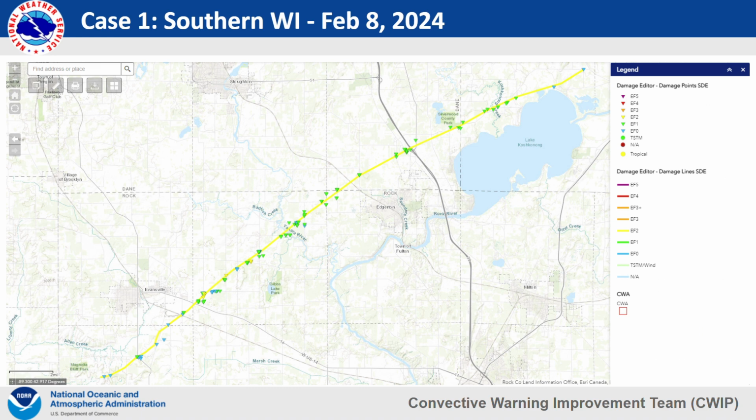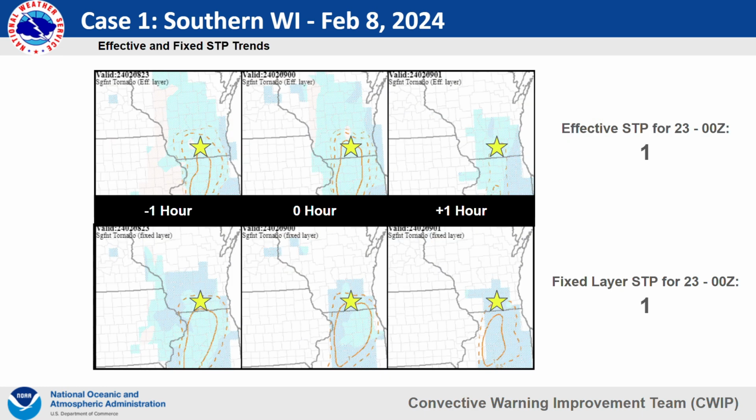The first example we'll go through is from southern Wisconsin on February 8th, 2024, the first February tornado recorded in Wisconsin. This was a longer tracked EF2 tornado with a good sampling of damage indicators along its path. The significant tornado parameter with this event, there are three different panes here. The effective STP is on the top, the fixed layer STP is on the bottom, and the left panes are at -1 hour from tornado. The middle panes are during tornado, and the right panes are an hour after the tornado. And as you can see, during the tornado, we had an STP of 1 for both the effective and fixed layer.